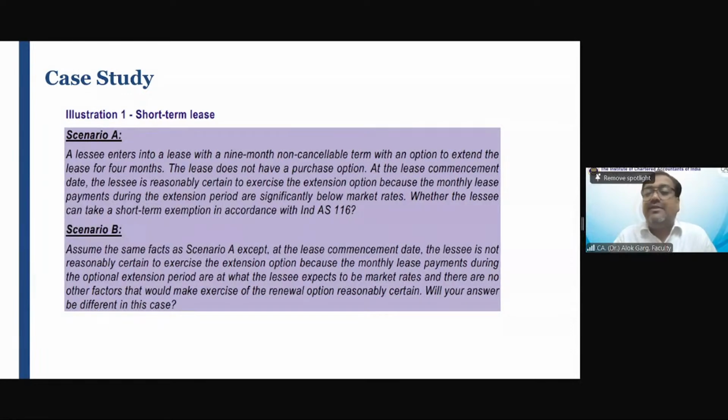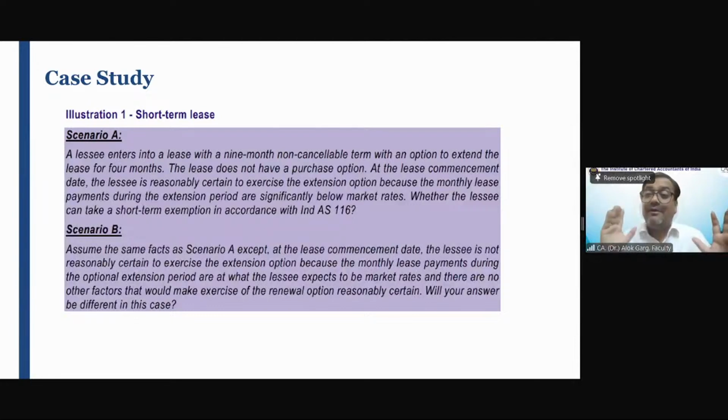Sir, if nothing is given in the question paper, you have to assume that both are there. Are you getting me? If the question paper is silent, do not assume that this is not an identified asset. Correct? Then assume that this is an identified asset.